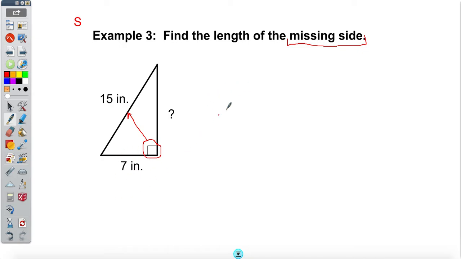Well, we have 7 inches. So we have 7 squared plus B squared is equal to 15 squared. Because again, we know our hypotenuse. We have the side that's diagonal from the right angle and is our longest side. We're solving for one of our 2 shorter sides.